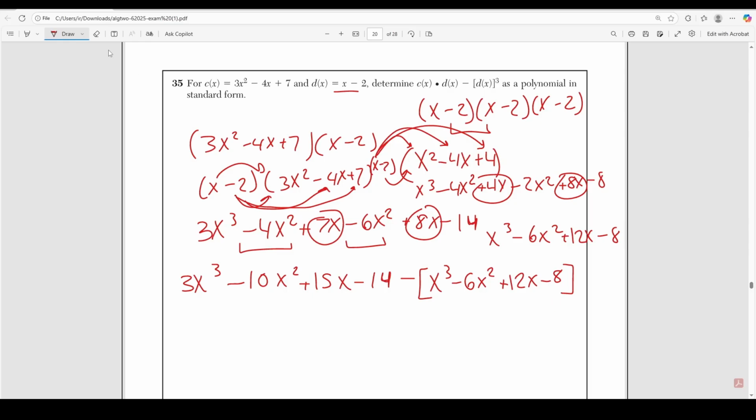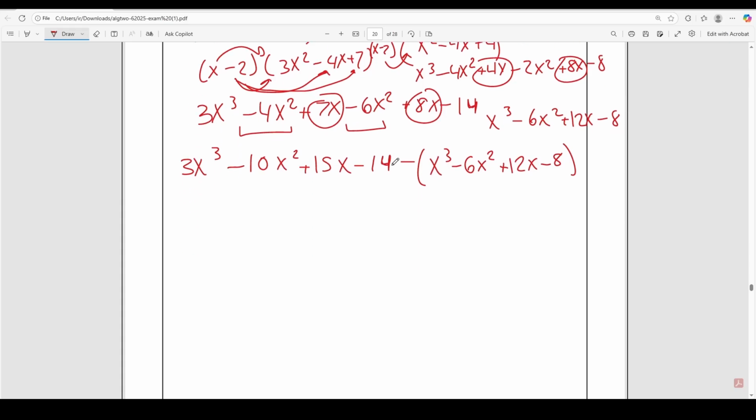Okay, now remember that there's technically a bracket around here, which then gets converted into a parentheses pretty much, right? Because we're subtracting the result of d of x cubed, so we have to put a parentheses around there. And remember that there's a minus sign outside of our parentheses, so we have to distribute it before we can combine these like terms. So now we have 3x cubed minus 10x squared plus 15x minus 14, and then we'll do negative 1 times x cubed, which is negative x cubed, plus 6x squared, because negative 1 times negative 6x flips the sign, minus 12x plus 8.